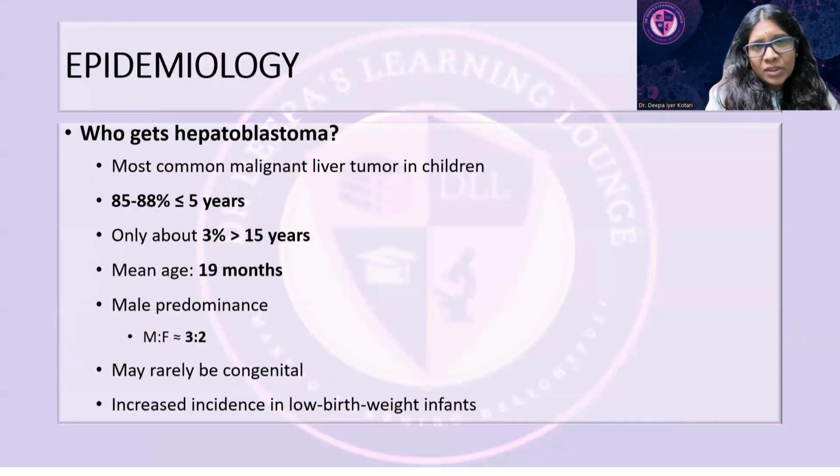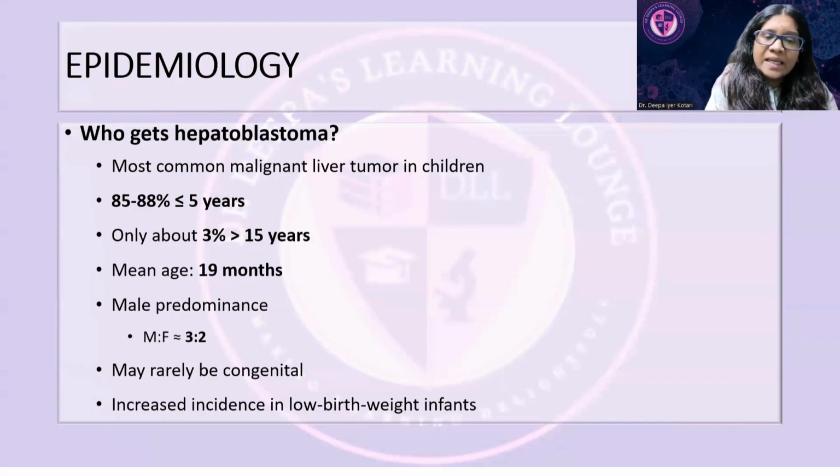The age distribution is primarily the first clue when you're talking about a hepatoblastoma, because, like I told you, roughly 85 to 88% occur in children below 5 years of age. When you look at a child about 15 years of age, if the presentation happens, that occurs only in roughly 2 to 3% of the cases. So the mean age at diagnosis is about 19 months, and there is also a slight male preponderance in the tumor, and the incidence is higher among low birth weight infants.